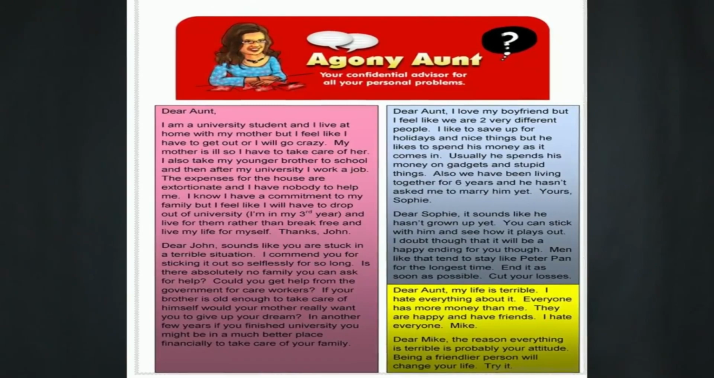Agony aunt. Find some common problems people write to an agony aunt section of a magazine. You can find examples for young learners, teenagers, or specific to your student's career. Ask what advice your student would give to that person. Share a similar problem they might have faced and discuss alternative solutions.